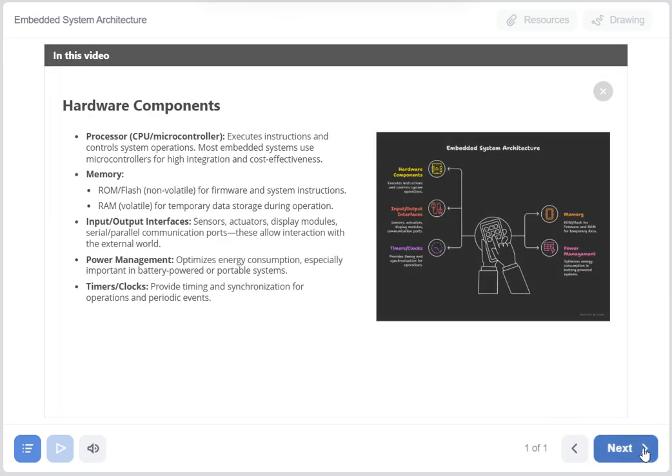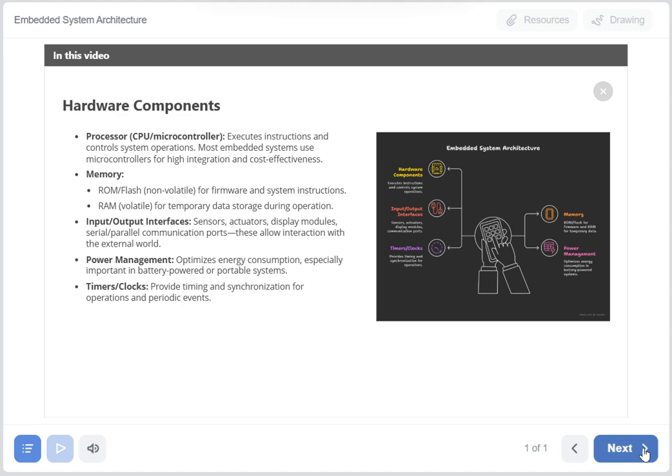Let's start with the hardware components. At the heart of every embedded system is the processor, often a microcontroller. Microcontrollers are popular because they integrate many features at a low cost and efficiently execute instructions and control system operations. Memory is crucial too. Embedded systems use ROM or flash for long-term storage of firmware and instructions, and RAM for temporary tasks while the system operates.